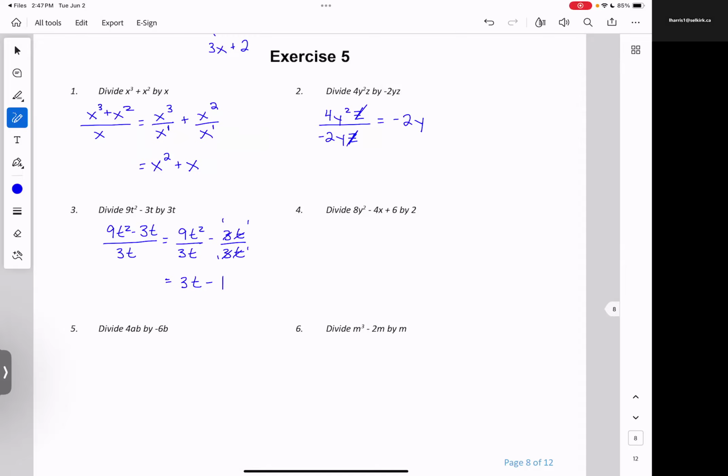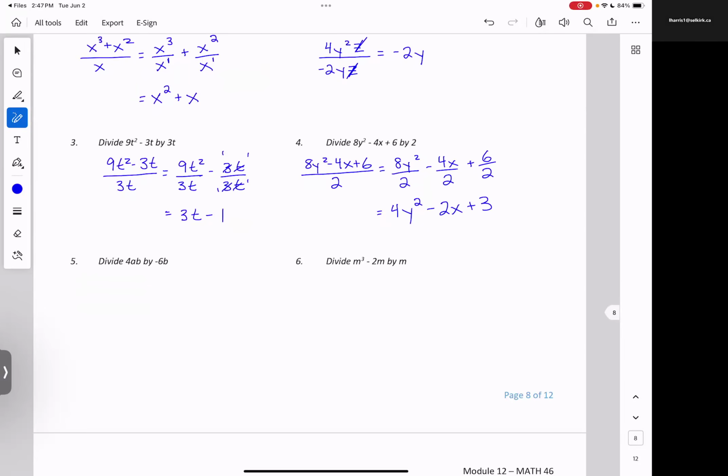All right, next one, we've got 8y squared minus 4x plus 6, and that's all being divided by 2. So let's split that denominator. So each term ends up getting divided by 2. And then we're going to start by dividing out our coefficient to get a 4. And our variables here just stay the same since there's no variable in the denominator. So we get 4y squared minus 2x plus 3.